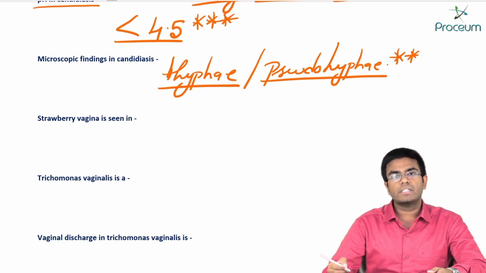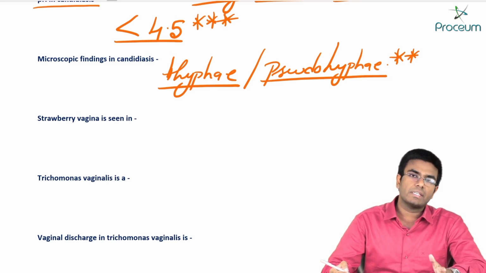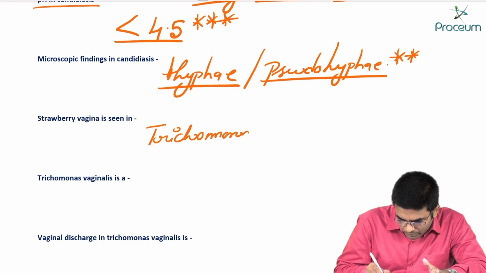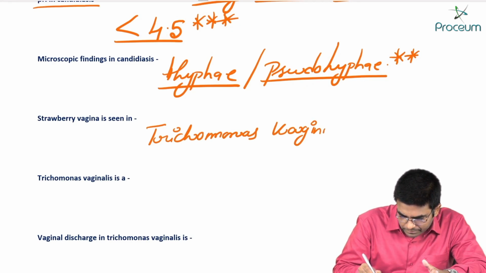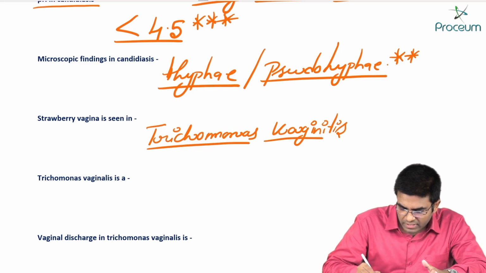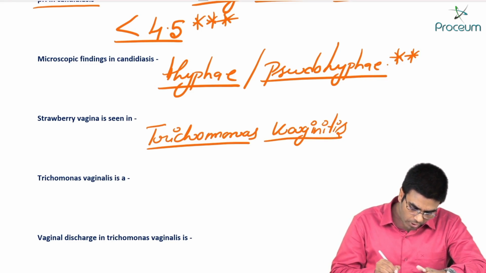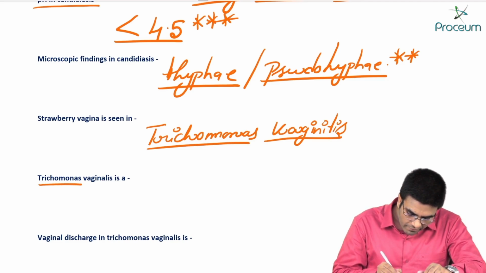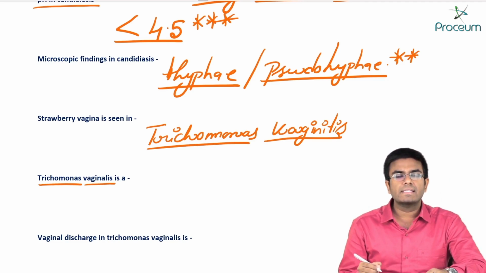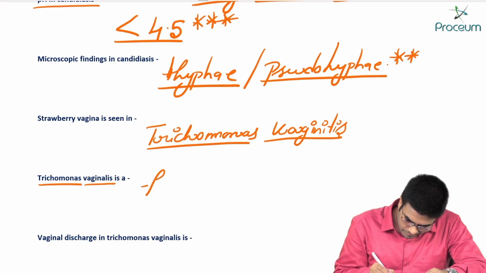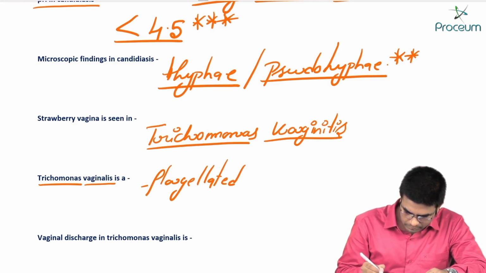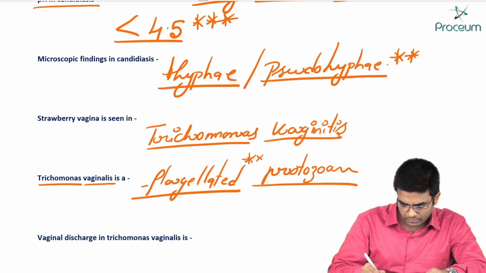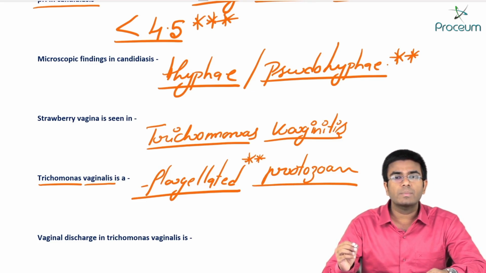Strawberry vagina is seen in which condition? The strawberry vagina is also known as angry looking vagina. The strawberry vagina is seen in trichomonas vaginitis. Okay. Now, this trichomonas vaginitis is a sexually transmitted disease. The organism causing it is Trichomonas vaginalis. This Trichomonas vaginalis is a flagellated protozoan. Okay, flagellated is the most important point.